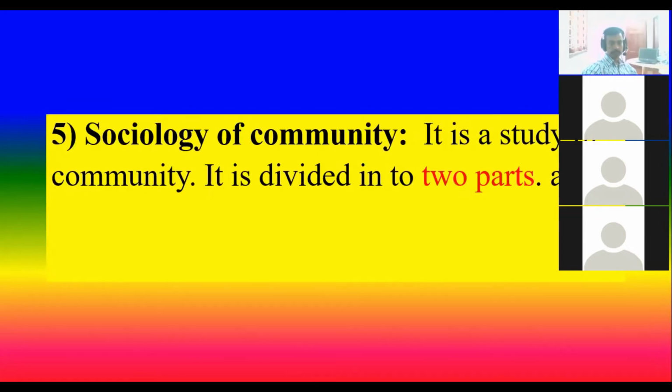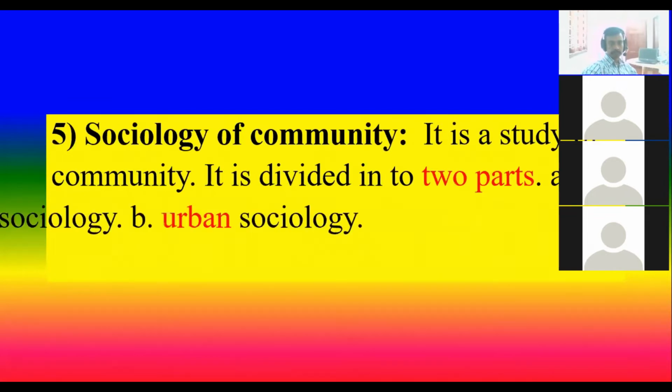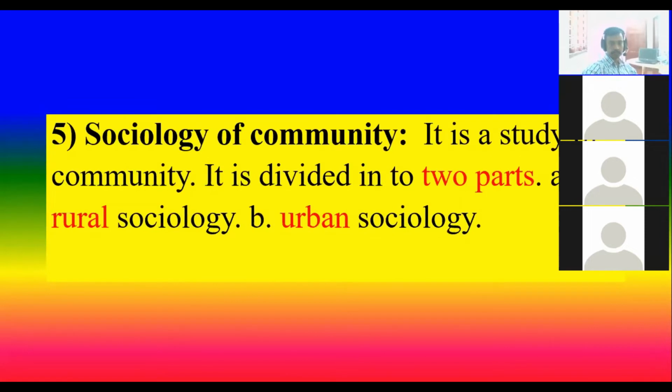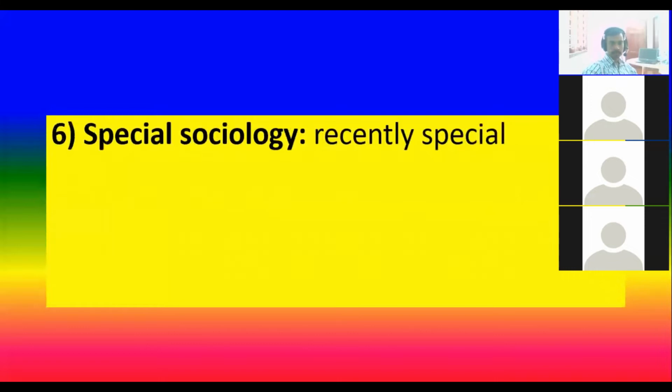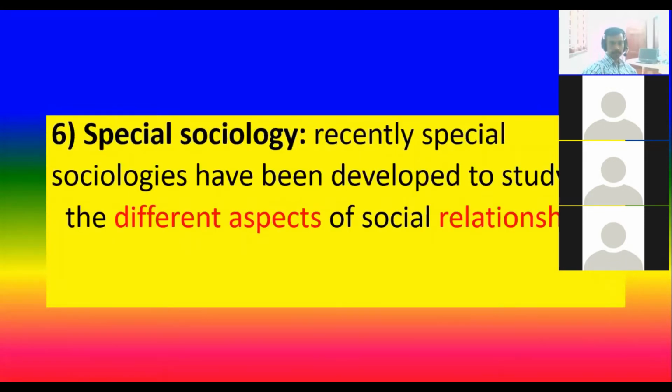Fifth one, sociology of community. There are two parts, urban sociology and rural sociology. It is a specialization in sociological studies. Sixth one, special sociology, which covers different aspects of social relationships.